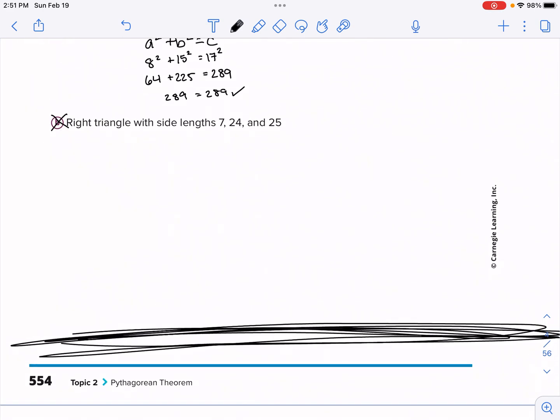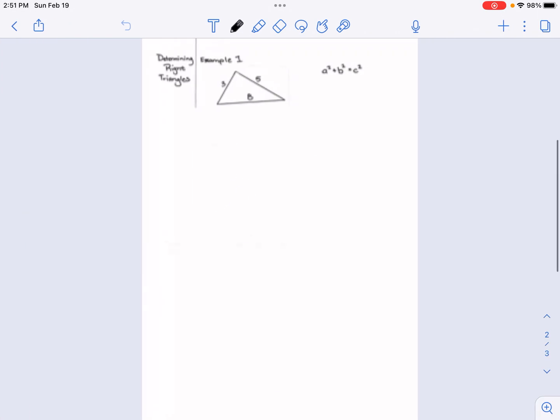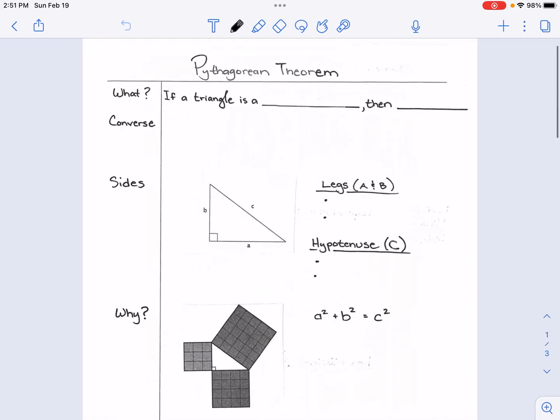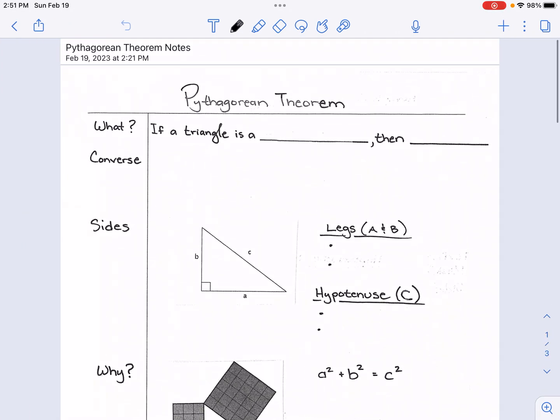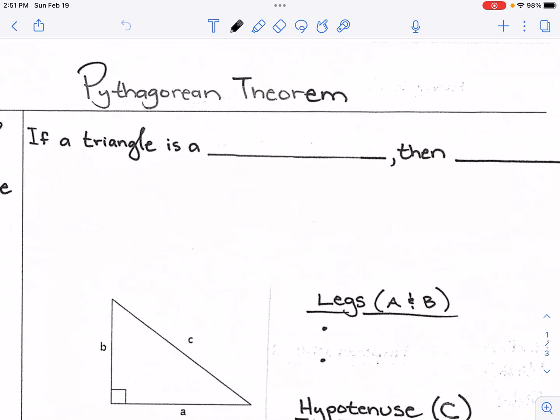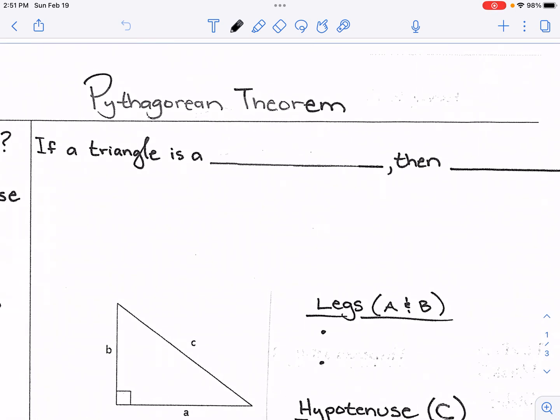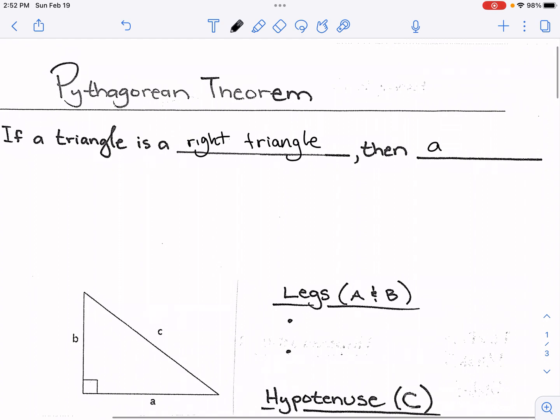We're going to switch to our guided notes. So you're welcome to close your book and open up to that. So let's look at the guided notes that says Pythagorean theorem on top. Okay. So looking at this, the Pythagorean theorem, the question of what is it? It's a statement. So if a triangle is, and then filling in the blank, this is a right triangle where it has one right angle, then we would say a squared plus b squared is equal to c squared.